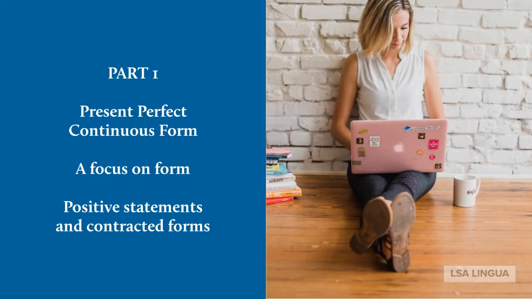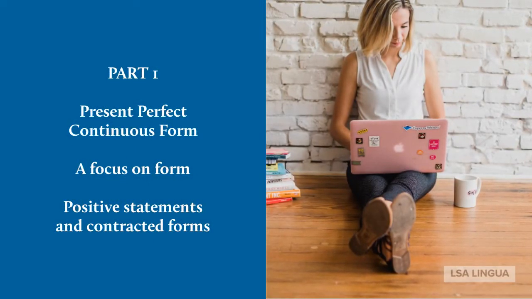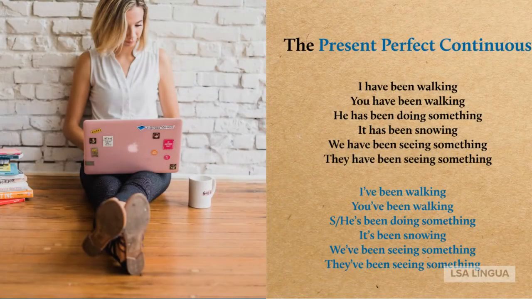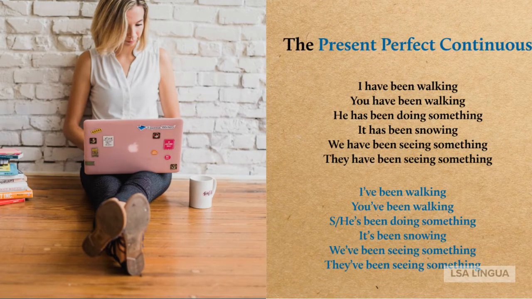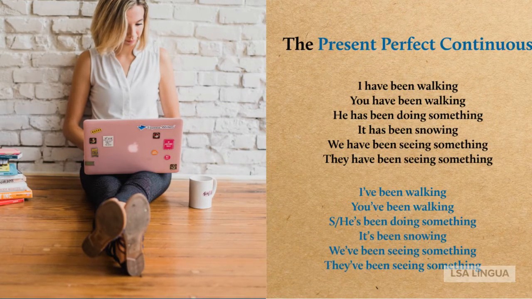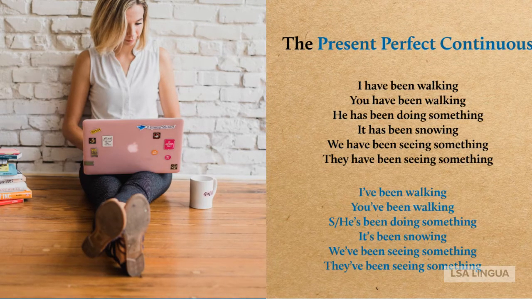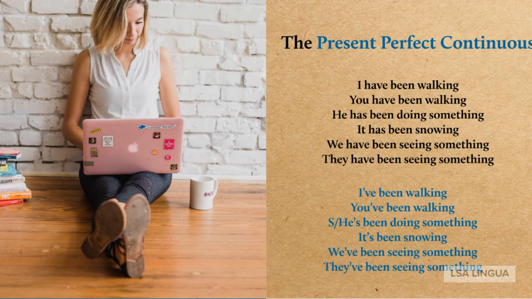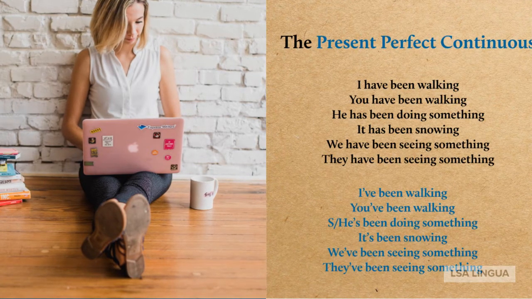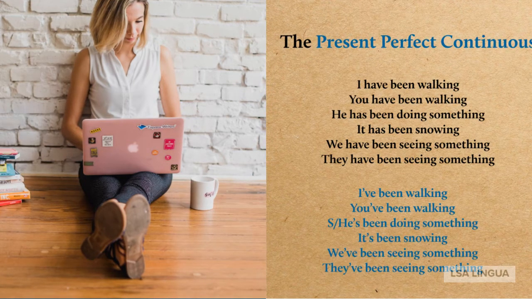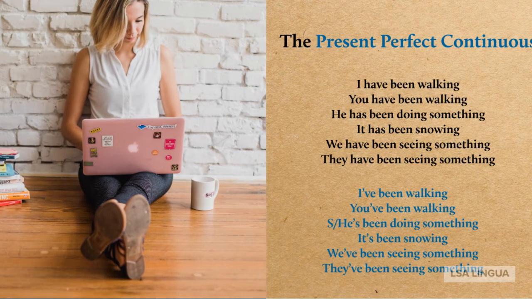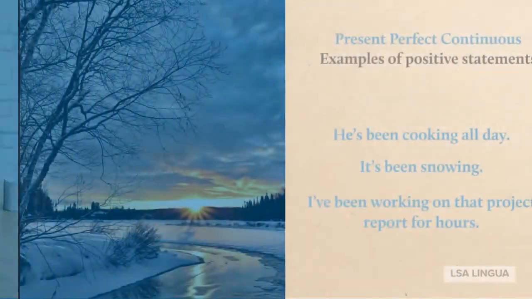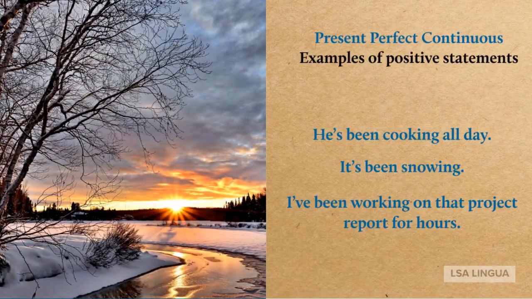Part 1. The present perfect continuous form, a focus on form, positive statements, and contracted forms. I have been walking. I've been walking. You've been walking. He has been doing something. He's been doing something. It has been snowing. It's been snowing. We have been seeing something. We've been seeing something. They have been seeing something. They've been seeing something.